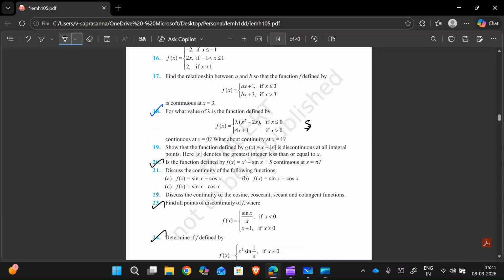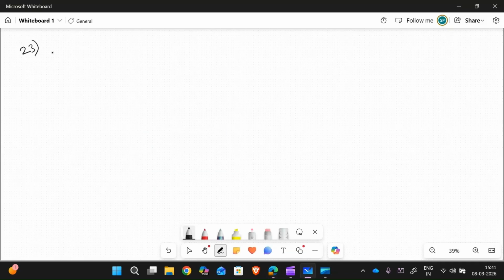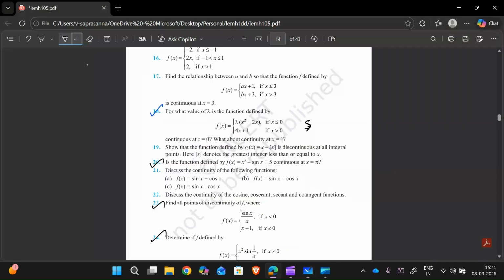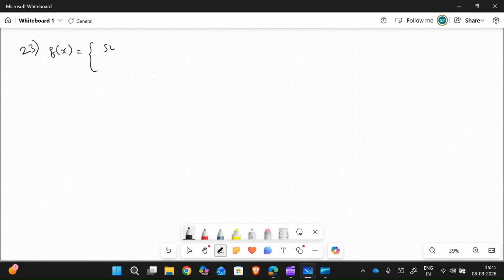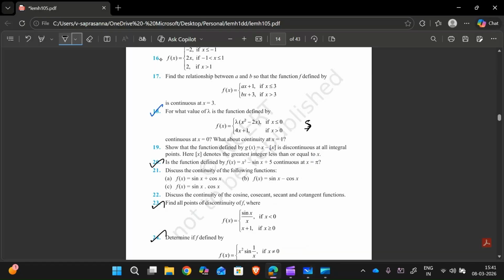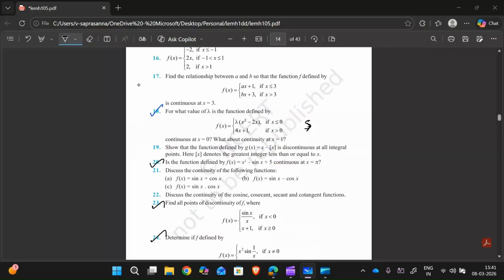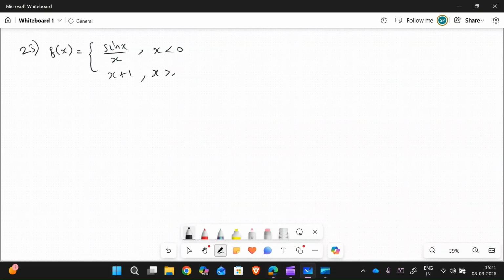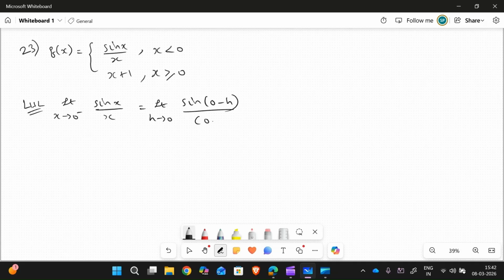Now next question, we'll go with the 23rd question. Okay, f of x is equal to, what's the question? Sin x by x for x less than 0 and x plus 1 for x greater than or equal to 0. Now again, 0 is the point. Now LHL is limit x tending to 0 minus sin x by x, right? This will be limit h tending to 0 sine of 0 minus h by 0 minus h.